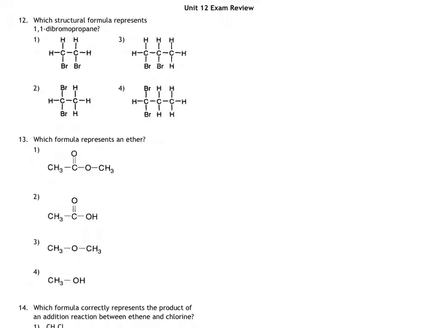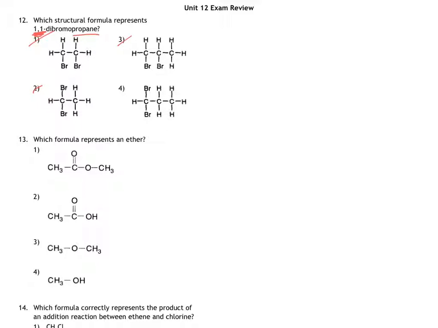For number 12, I'm asked which structural formula represents 1,1-dibromopropane. First of all, let's cross out everything that doesn't have a propane. So that's choice 1 is out, and choice 2 is out. 3 and 4 both have a kind of propane. But in number 12, we're asked to find a 1,1-dibromopropane. So I need 2 bromines, both of them on the same carbon, both of them on the first carbon.